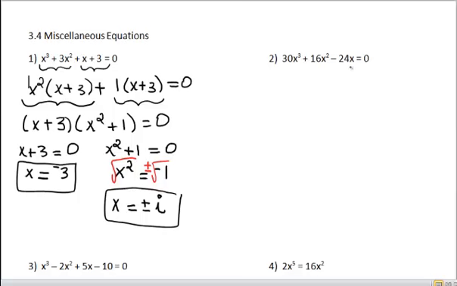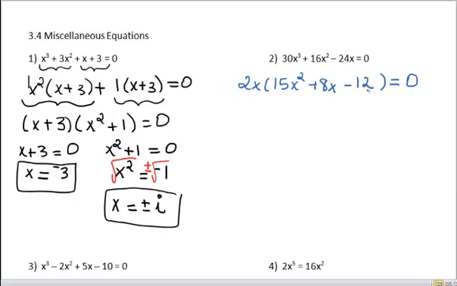This time we only have 3 terms, so we can't factor by grouping, but I do see a greatest common factor. We can factor out an x for sure, and also a 2. I don't think we could factor anything else out, so let's factor out a 2 and an x. That would leave us with 15x squared plus 8x minus 12 equals 0.